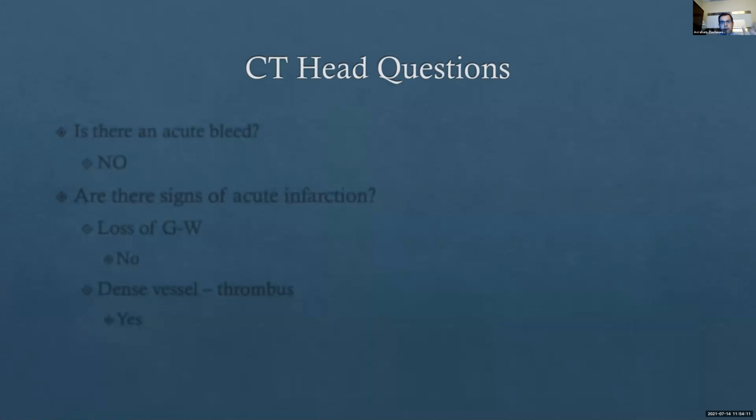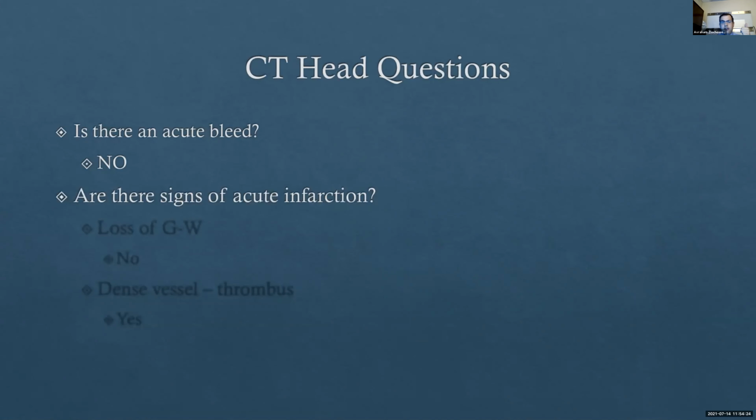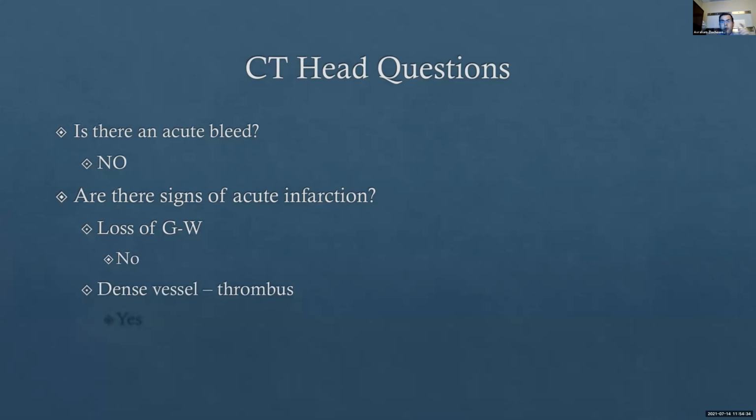Okay, so now I'm just going to finish this part here. So CT head, the questions, right? What were our questions? Why do we get the CT head? Is there acute blood? In our case, no, we don't see any signs of acute blood. Are there signs of an acute stroke? Well, as far as the loss of the gray-white matter, meaning the sign that there's already dead brain, we don't have any evidence on the CT head. But we do have evidence that they might have a thrombus, a blockage, which is crucial for them to know.